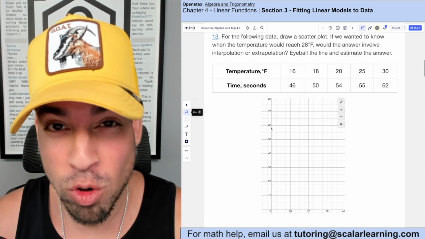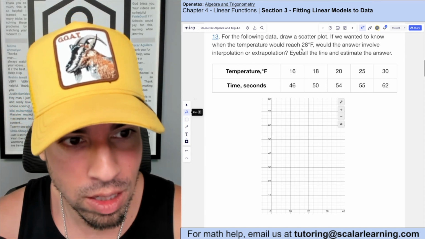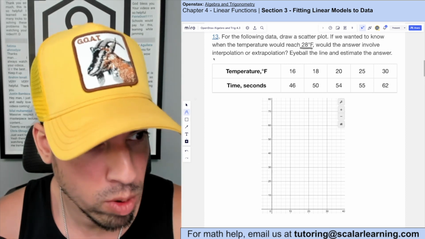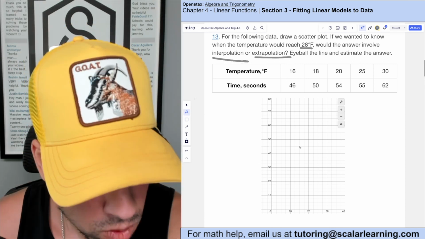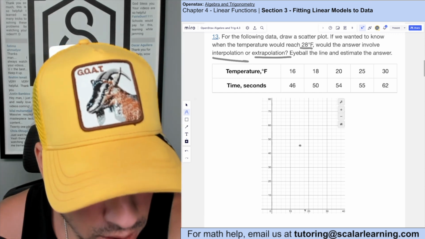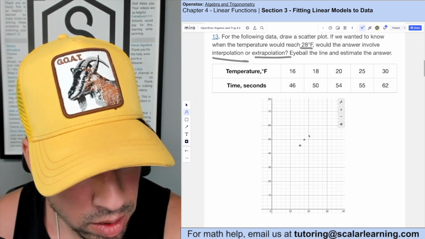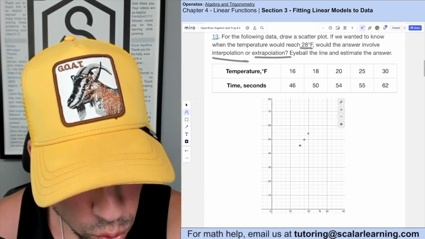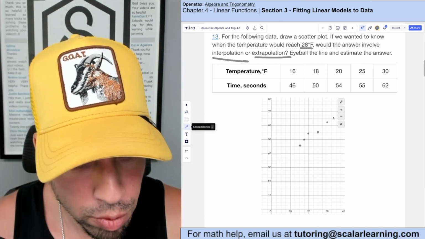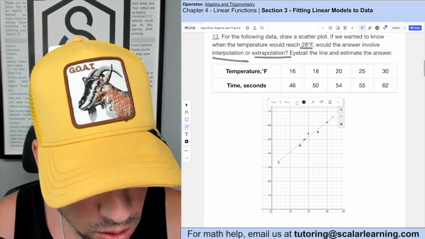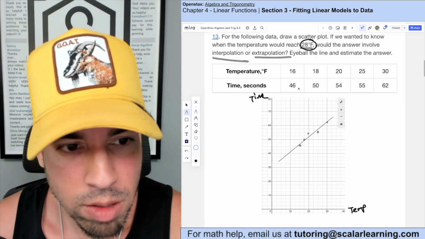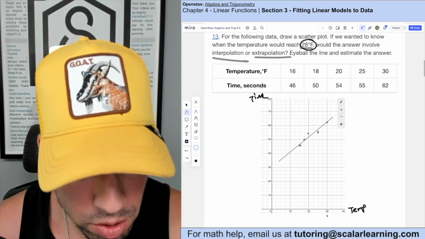So for this one, we're going to draw a scatter plot of the data, and then we're going to see if we can use that to make a prediction about 28 degrees. Then we're going to talk about whether that's interpolation or extrapolation. So first we have 1646, then we have 1850, then we have 2054, then we have 2555, and then we have 3062. So if we wanted to make an approximate linear model, it might look like this, like a nice regression line like so.